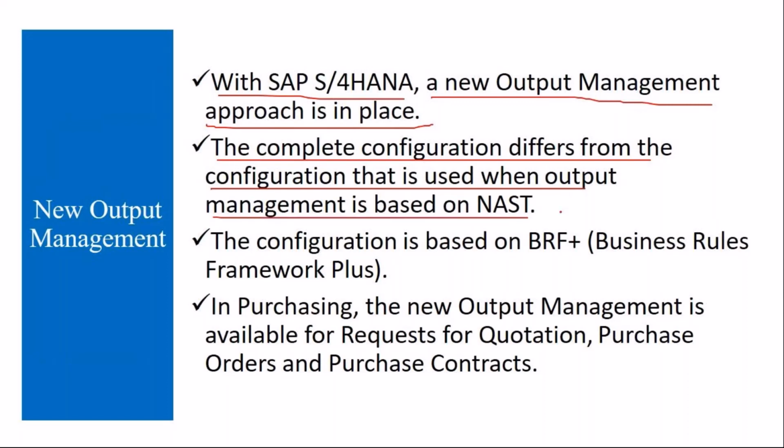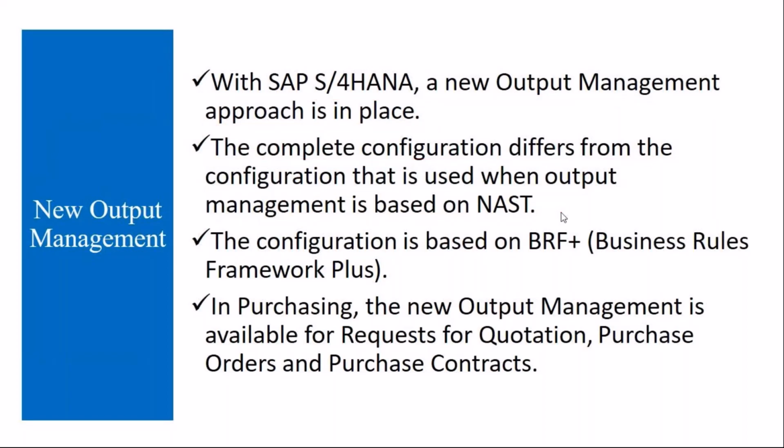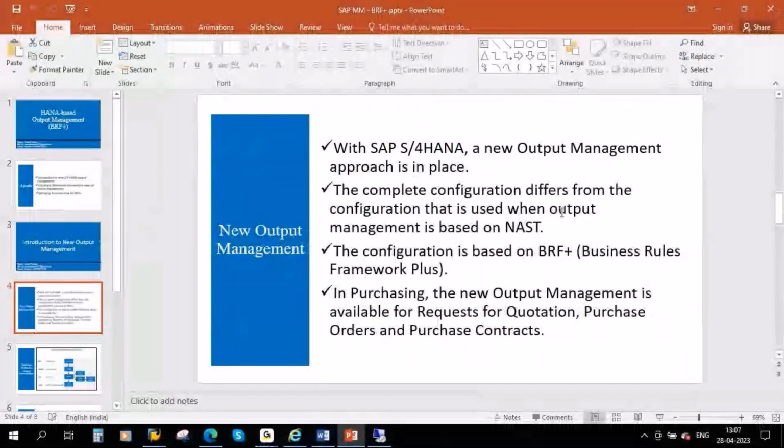So the problem with the old output management is you have to do a lot of configuration. You have to define the condition tables, the access sequence, then message types, then the message schema, all that configuration you have to do. You have to maintain the condition tables. So in this new output management, they have simplified it actually. If you compare with the old one, it is somewhat simple, so that we will understand.